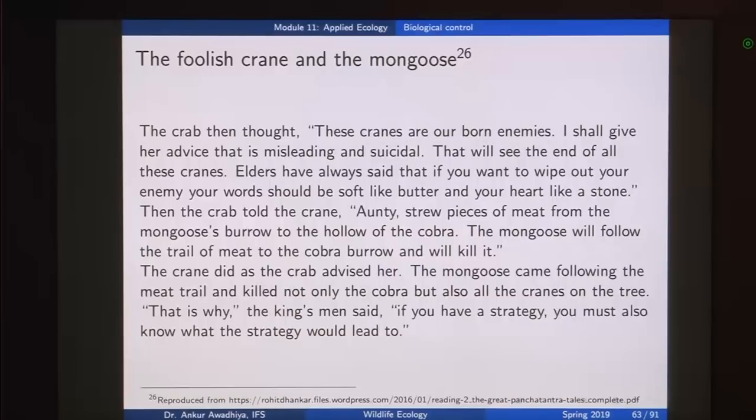The crane did as the crab advised her. The mongoose came following the meat trail and killed not only the cobra but also all the cranes on the tree. This is why the king's men said, if you have a strategy, you must also know what this strategy would lead to.